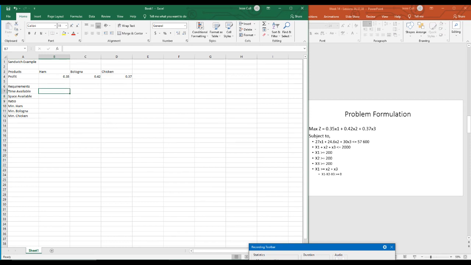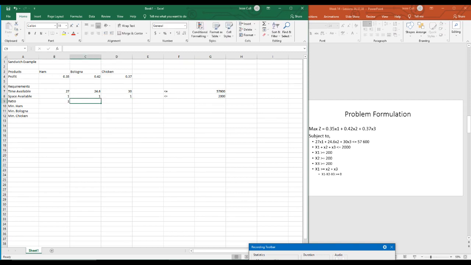So time is 27, 24.6, 30. It must be less than or equal to the 57,600 seconds we have available. Space is 1, 1, and 1. Must be less than or equal to the 2,000 spaces we have available.